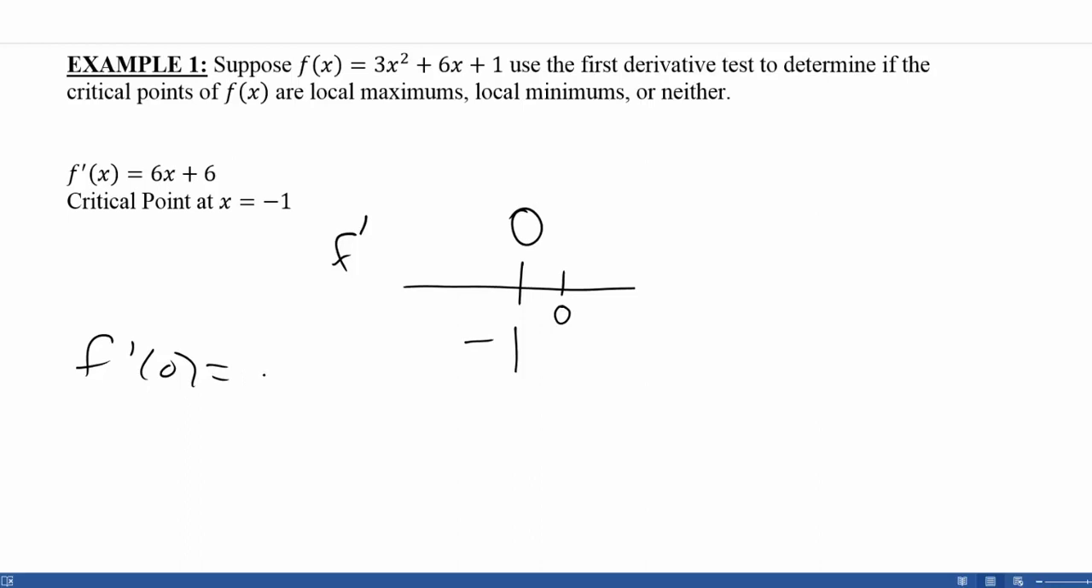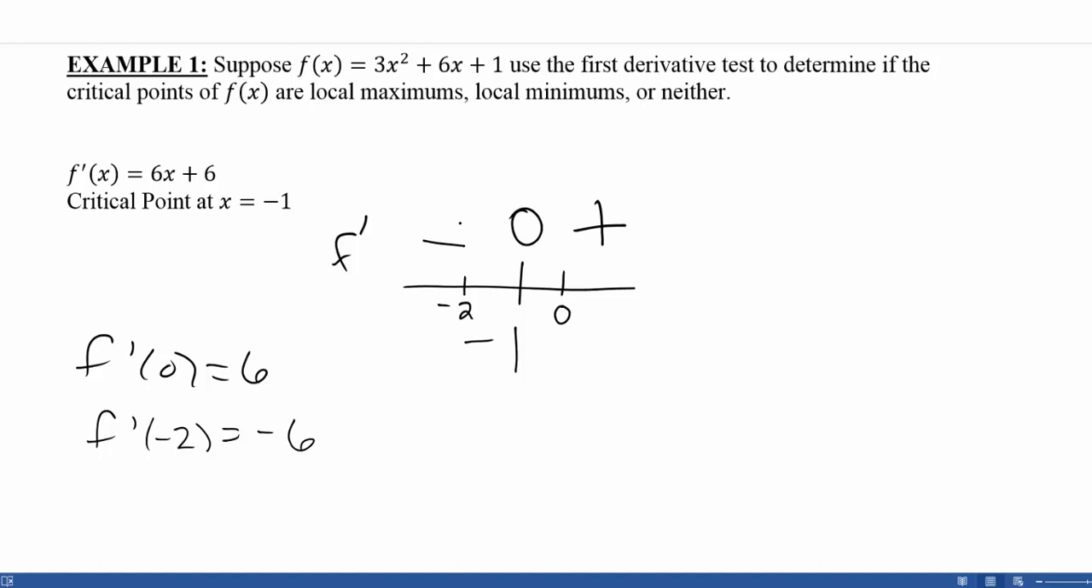6 times 0 plus 6, which is positive 6. So to the right of -1, I'm positive. When I pick a number a little to the left, I'm going to pick -2. So if I plug -2 into the first derivative, I get 6 times -2 plus 6, which gives me -6. So that means that I'm negative to the left of -1.